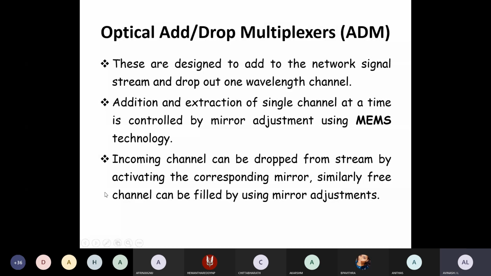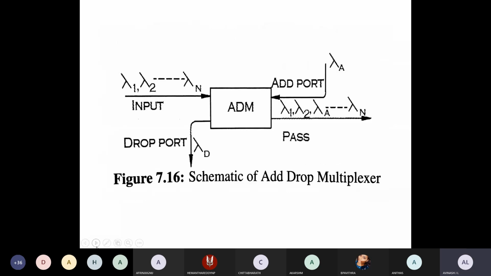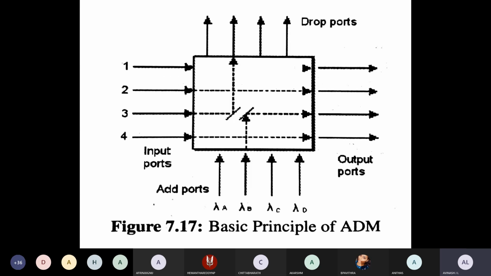I request all of you to take down this particular diagram. Once you take this diagram, you will come to know how exactly it works. Please take down the diagram.